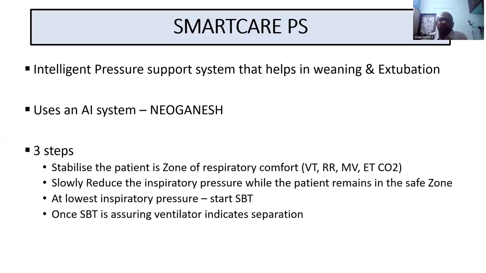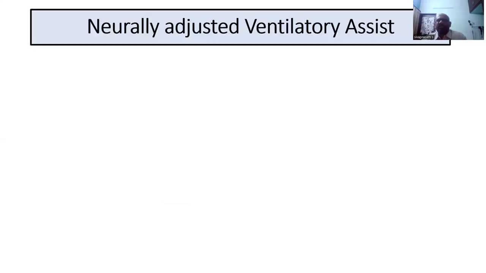Once it reaches the lowest inspiratory pressure support, it will automatically start a spontaneous breathing trial. Once the patient passes the SBT, it will indicate with an alarm that the patient is ready for extubation. You can separate the patient from the ventilator. That is SmartCare. Next, coming to neurally adjusted ventilatory assist.